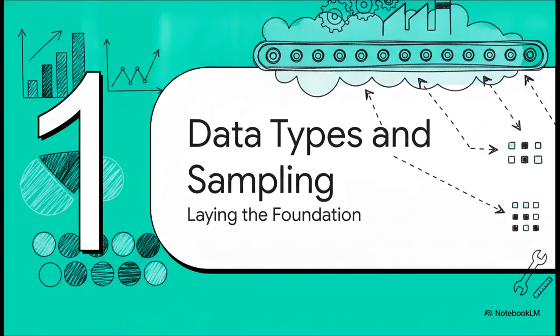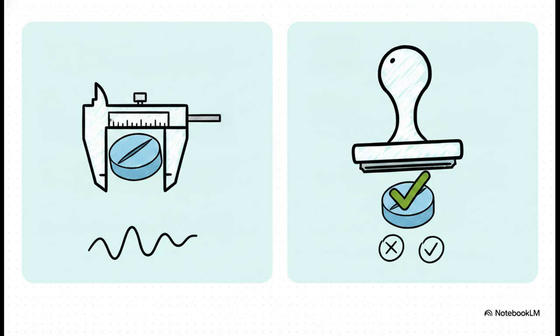Let's lay the foundation. Before we can analyze anything, we've got to understand our raw materials, right? The world of data is basically divided into 2 camps. First, we have variables data. This is data you actually measure. It's a real number on a scale, like the exact weight of a tablet or the fill volume of a vial. It is incredibly rich information.